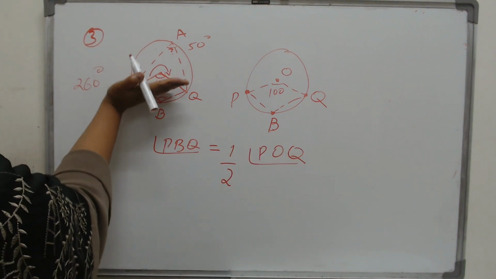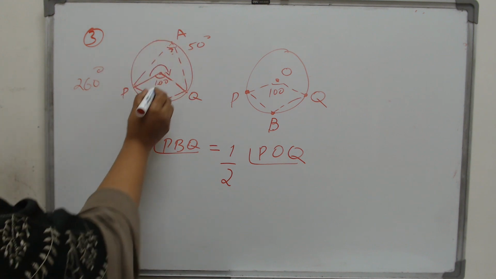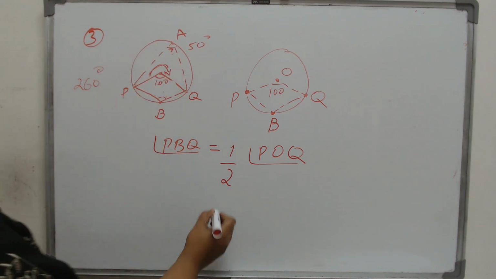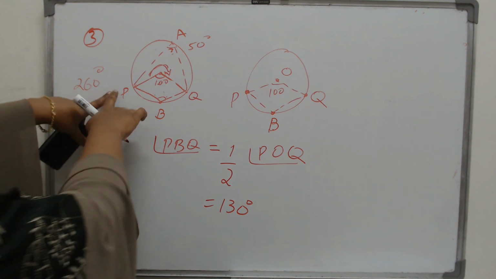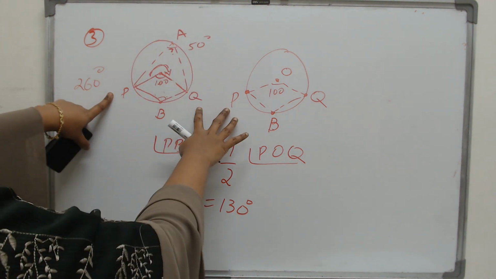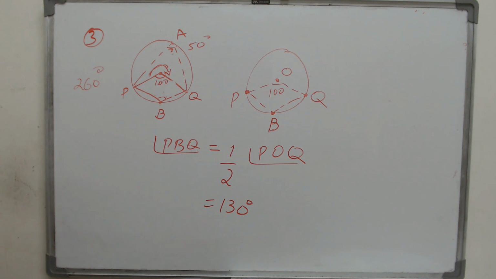Your BPQ is actually half of POQ, but then remember, don't take this POQ. It is the one which forms on the other side. It is this one. Half of 260, which is 130. It is 130. And did you notice one more interesting thing here? Look at PAQB.